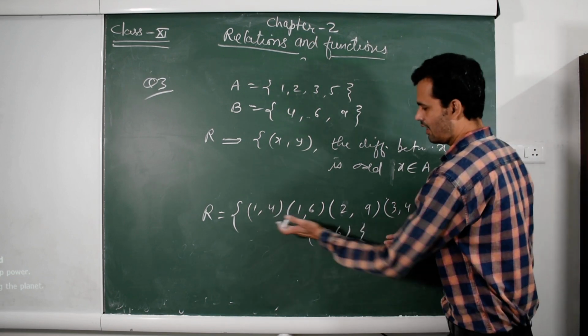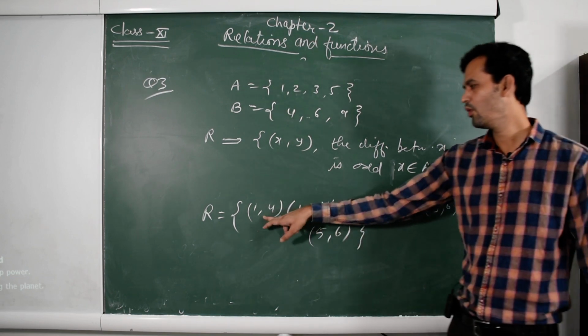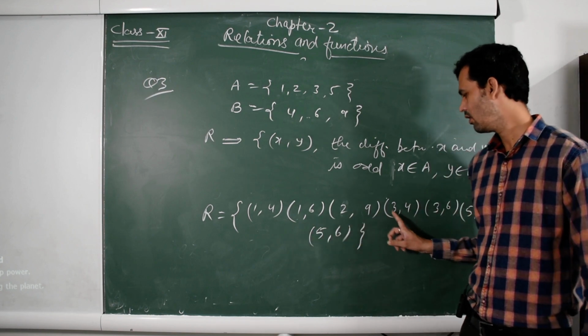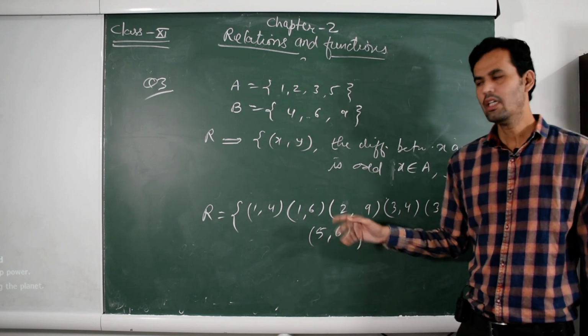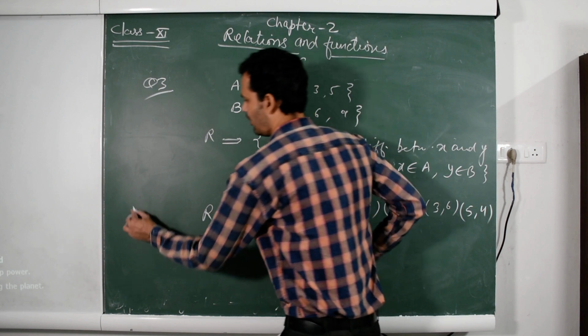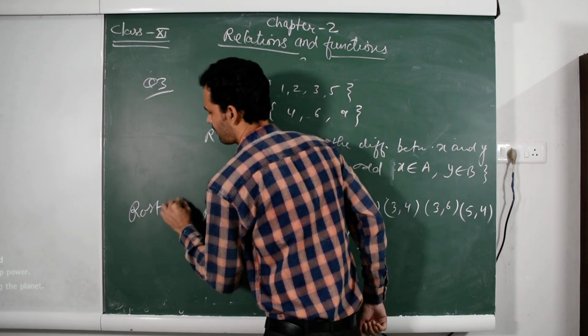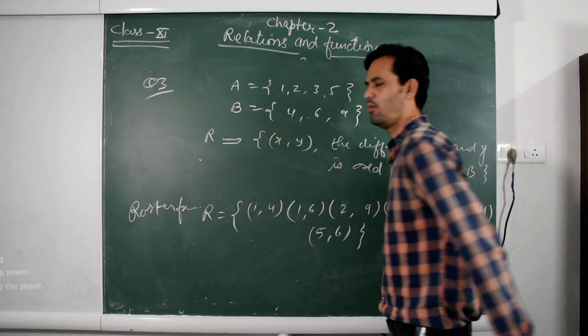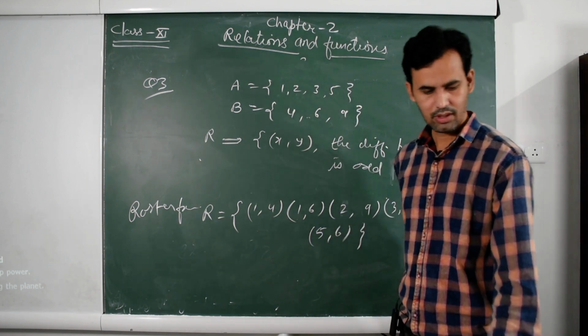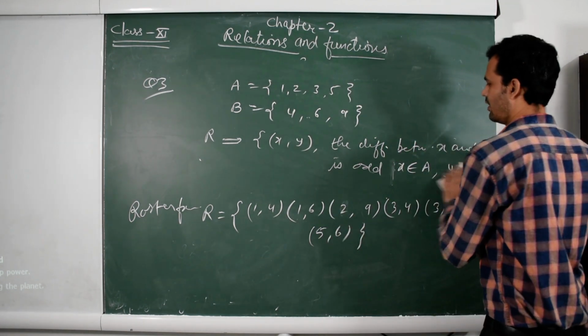Okay, so these are the relations: 1, 4, this is odd, odd, odd, odd and odd. So this is the roster form of relation. Roster form of relation R. Question number 3 is done. Now next question.